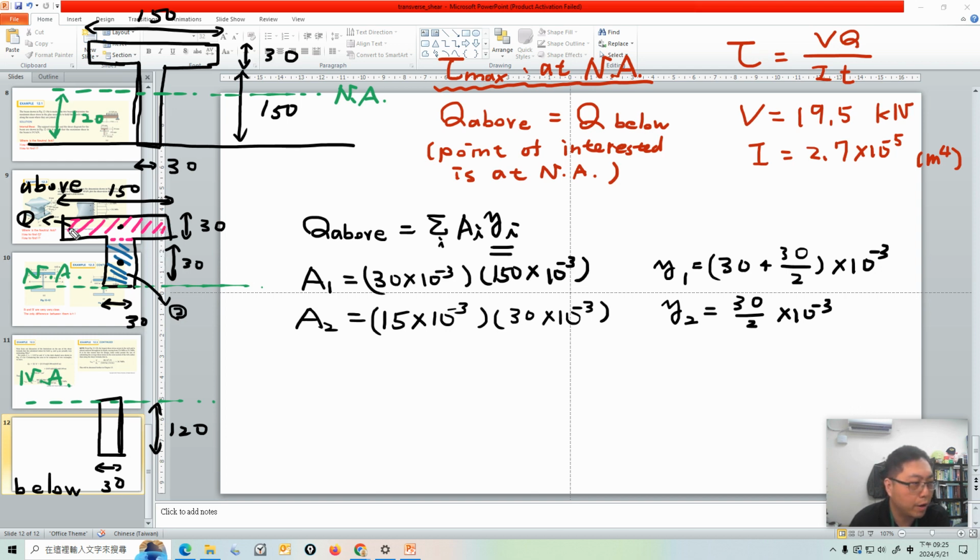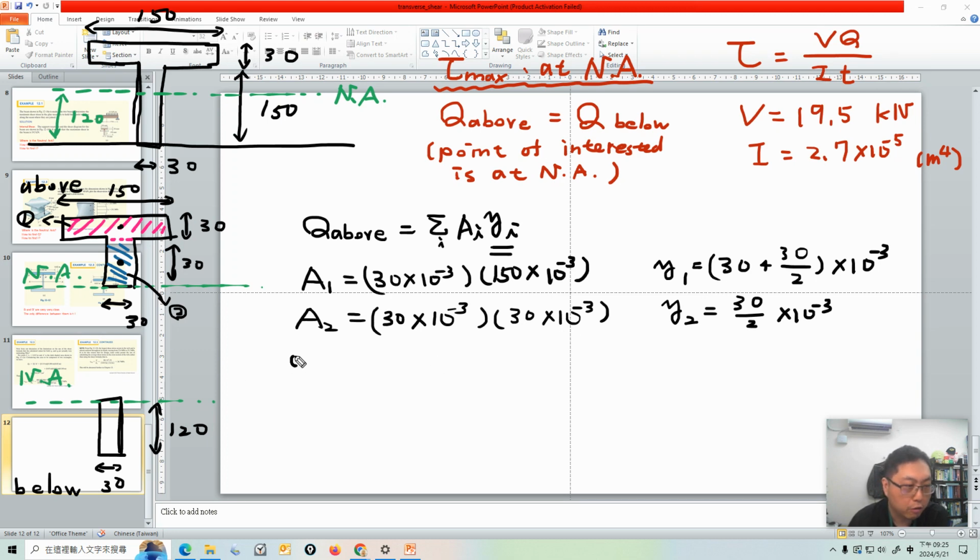A1 is no problem. The problem is for A2. A2 will become 30 times 30. Let me check my notes. This is correct, 30, 30. The other is correct, and this is correct: 30 plus 30 divided by 2.